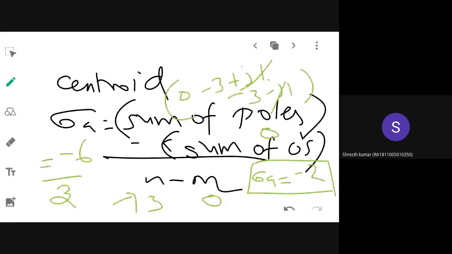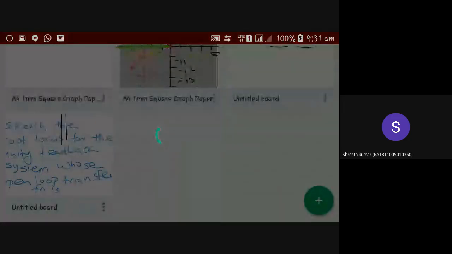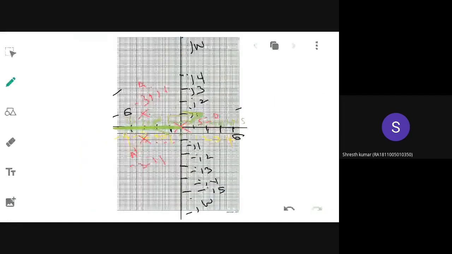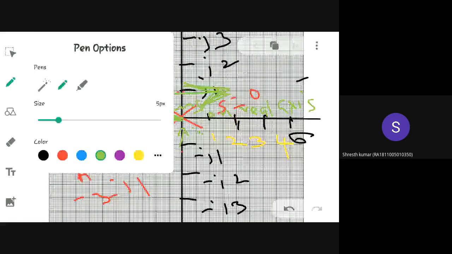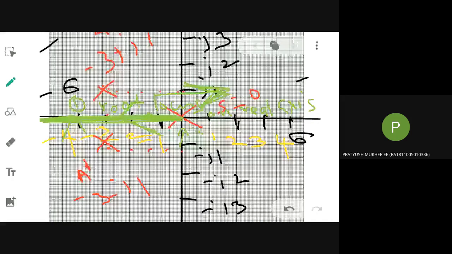So sigma A you have found out, angle of asymptote you have found out. Now you will be locating all these things in your graph sheet. Now I am going back to the graph sheet. You also do it in your graph sheet. So I have taken the graph sheet again. Here I have to mark the centroid now. Where is my centroid located? Minus 2. So here I am having my centroid. Mark it. This sigma A is equal to minus 2. That is my centroid point.